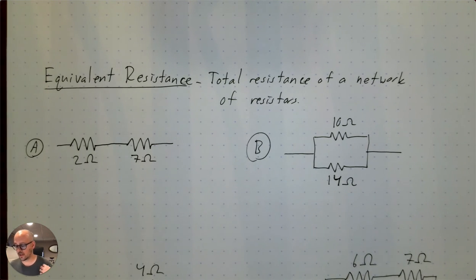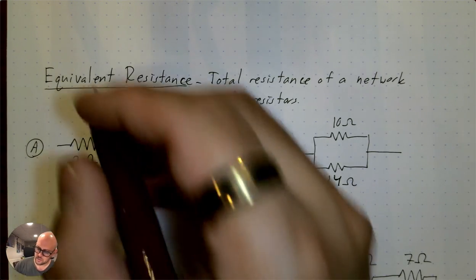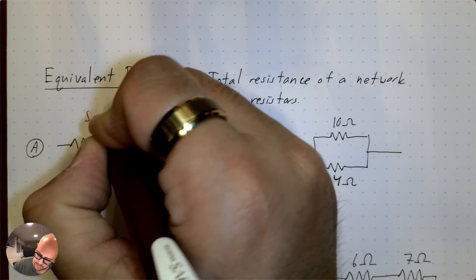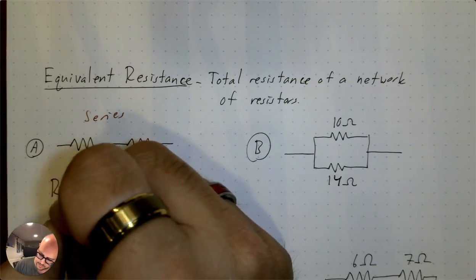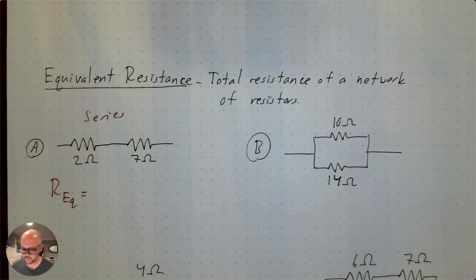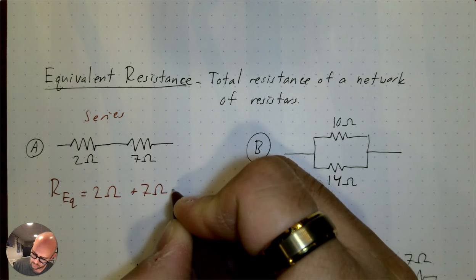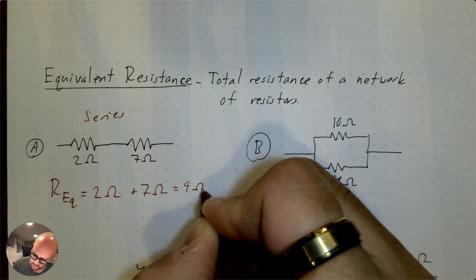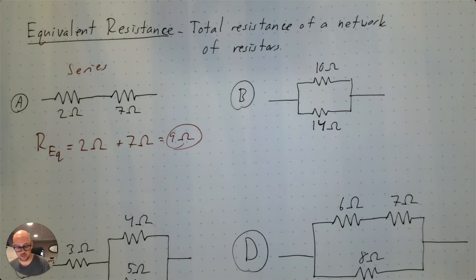So I'm going to go through this kind of quickly, but it really just uses the two rules for circuits. So for example A, these two resistors are hooked up in series. So the equivalent resistance is going to follow strictly the series rule. It's going to be 2 ohms plus 7 ohms, and that's 9 ohms. And that's it. For everything else, I'm going to use a calculator.